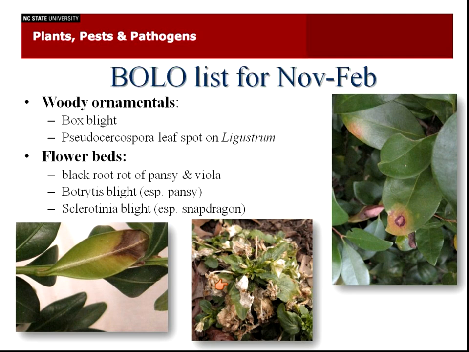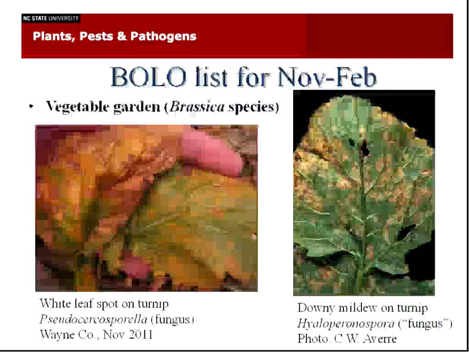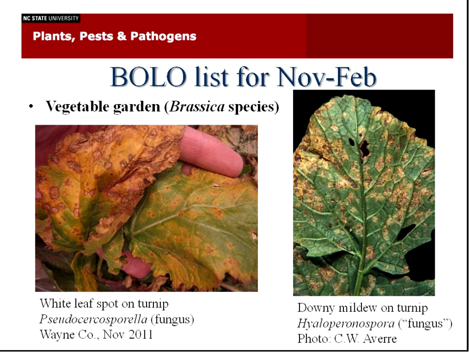Sclerotinia blight might show up in a snapdragon here or there, and it would be more of a problem actually in the vegetable garden, which I'll mention in a moment. Our brassica is basically what's going on in the vegetable garden this time of year, and we want to be aware of a couple of diseases that could look similar to one another.